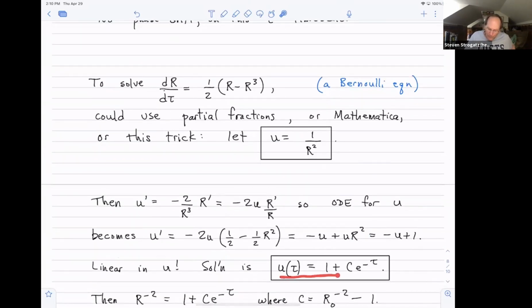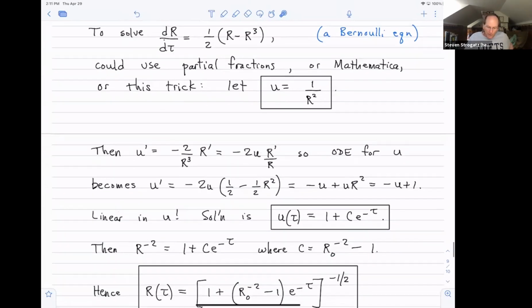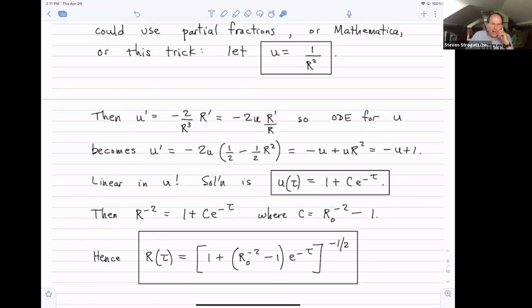U of tau is 1 plus c e to the minus tau, and then back substitute to get in terms of r. So you get r to the negative 2 is 1 plus c e to the minus tau, where c is related to the initial condition r0 by c equals r0 to the minus 2 minus 1. So putting all that together, we get this beautiful exact solution for the evolution of this amplitude r as a function of tau. There it is. It's a nice little formula.